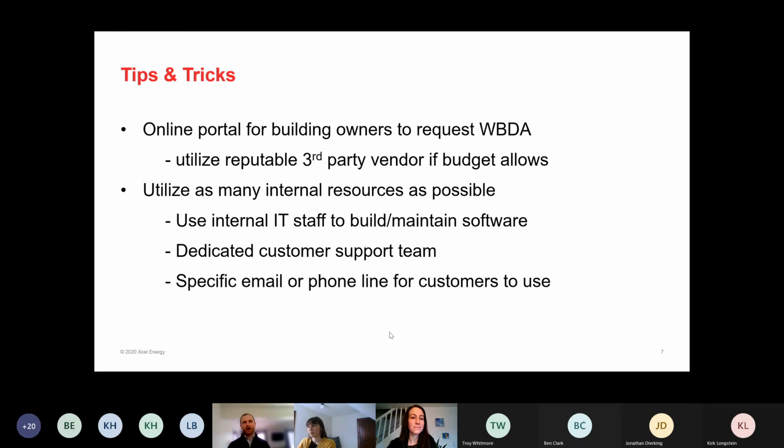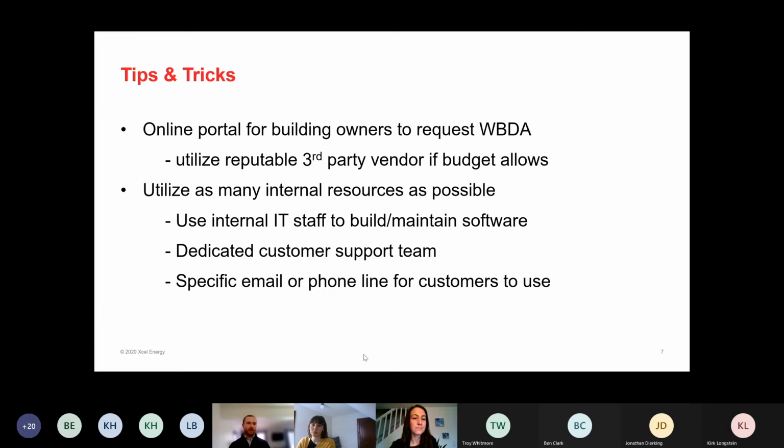But I would imagine, as I do work on a couple other programs besides benchmarking, so I have other responsibilities throughout the day, it can certainly be time consuming to sit there and monitor an email inbox for requests or be answering phone calls. If you don't have any internal resources to make that happen, I would highly recommend utilizing a reputable third-party vendor, if the budget allows for it, to create that portal. Again, it'll be a seamless customer transition. Everyone's using their phones for everything these days and using the internet so much. So if you can provide something for that, it'll really tie into a great customer experience.